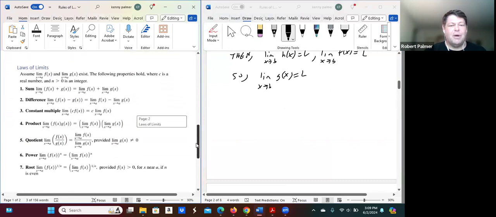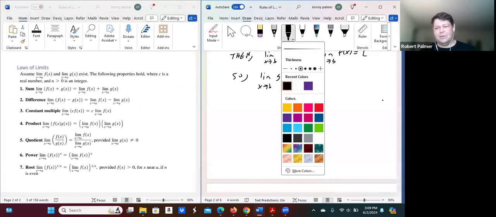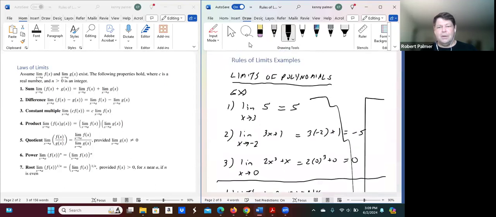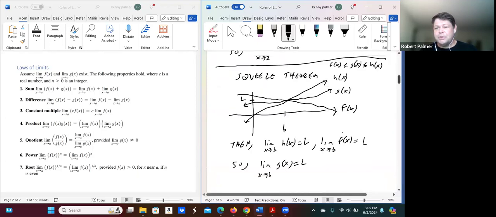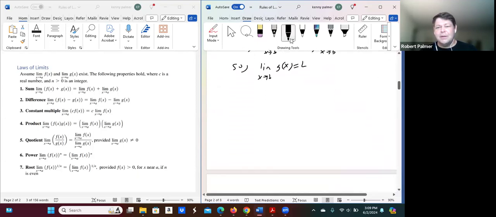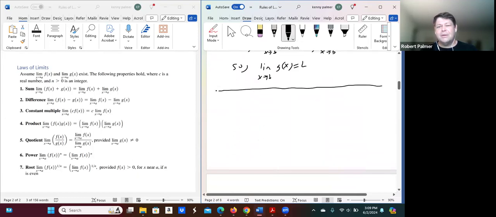Next, let's talk about some laws of limits. I don't know what that was. A few quirks with this writing pad. Okay. Let's stop at the laws of limits.